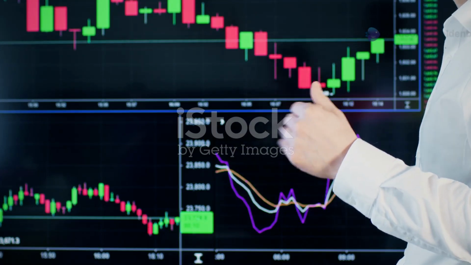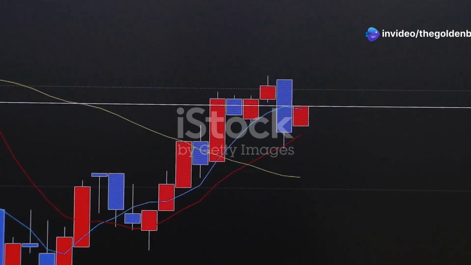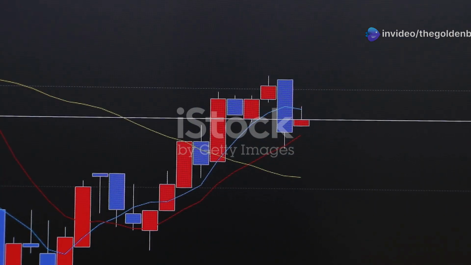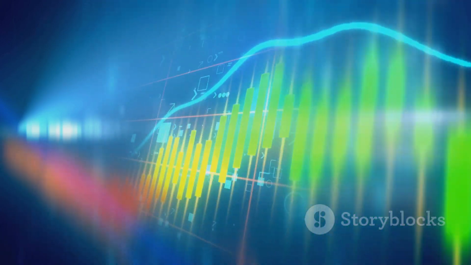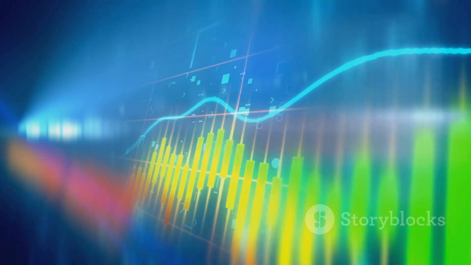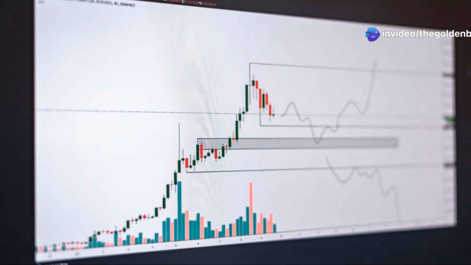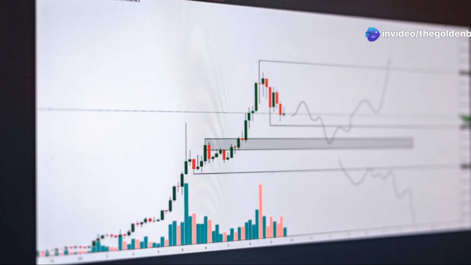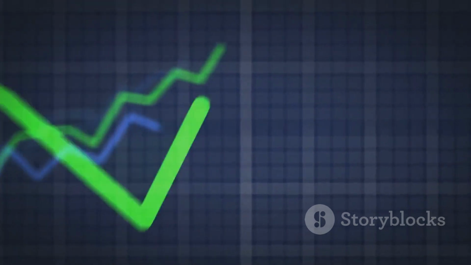To avoid false signals at support and resistance, you need to know the market's trend. Enter the moving average, a simple, powerful indicator. A moving average calculates the average price over a set period, smoothing out price action. When price is above the moving average, the market's in an uptrend. Below it, a downtrend. The 50-period and 200-period moving averages are popular for spotting trends.